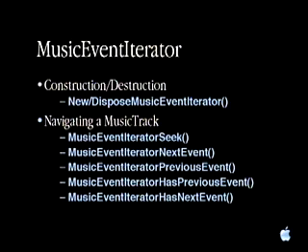So there are a couple different APIs for dealing with these iterators. The music event iterator is a first-class object, so you create it with new and dispose, and you can seek the iterator to a particular point in the track. It finds the first event at or after the time that you're seeking to. You can move the iterator one event forward in time with next event, one event previous with previous event, and you can actually ask the iterator if it's at the end or beginning of a track with has previous event and has next event.